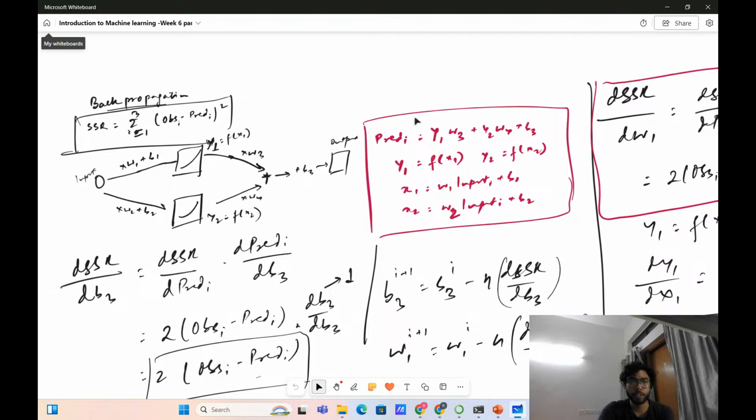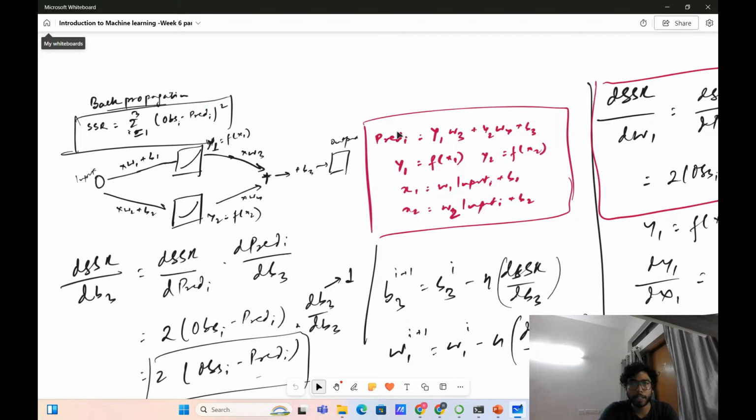So if you are good on this, then we calculate the derivative of this SSR with respect to B3. Let's look at B3 first, then we'll go into W3, W4, and all those things. To calculate the derivative of SSR with respect to B3, if you see, this SSR is not directly a function of B3. This is a function of observed and predicted, right?